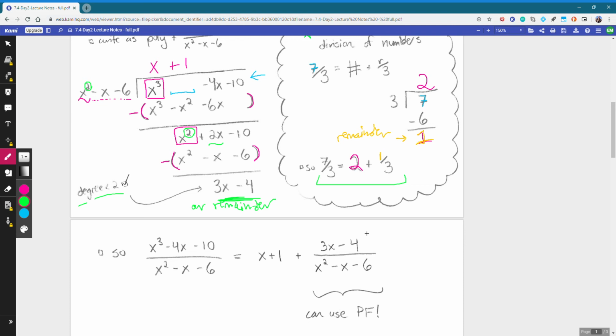And now, in terms of what we're really up to, integrating, we've broken apart our original fraction. x plus 1, we can definitely integrate that. But this part on the right, not so much yet. But now we can actually use partial fractions on this piece because the degree of the numerator is small enough.